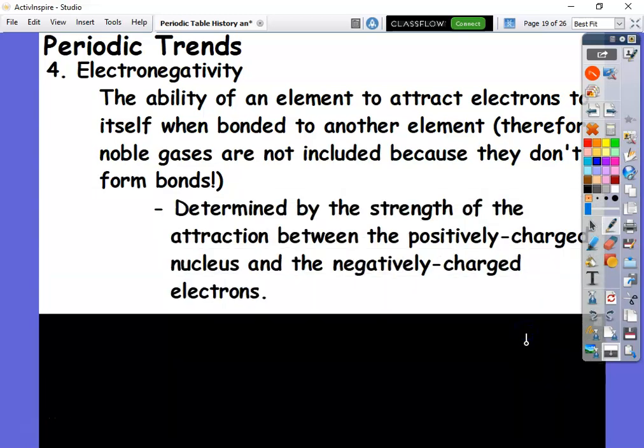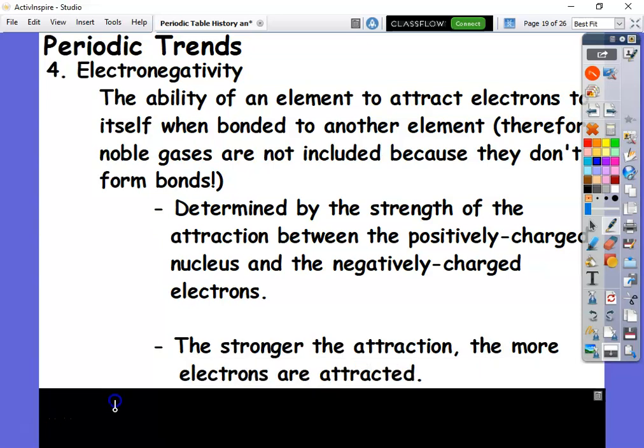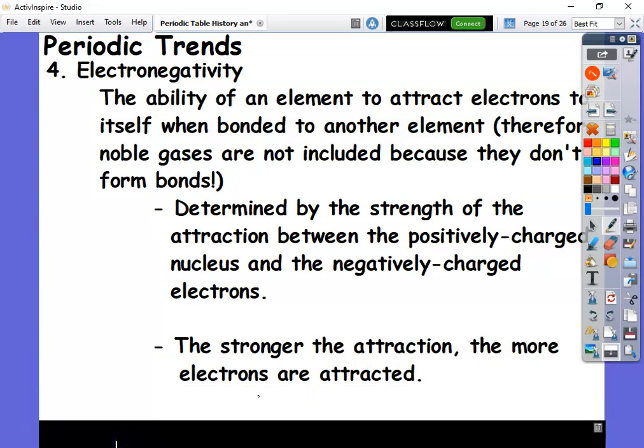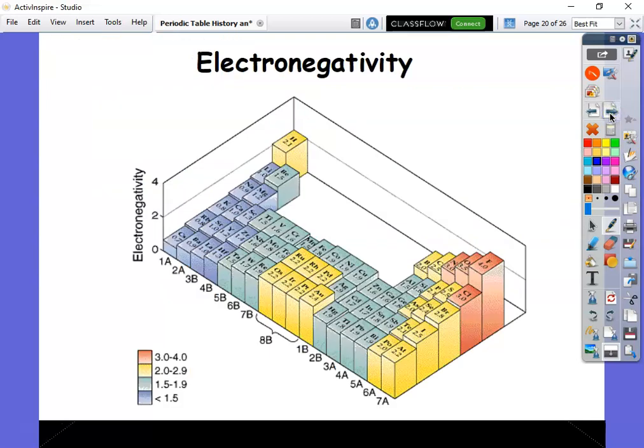This trend is going to be very similar to the ionization energy trend in that the value of electronegativity is determined by the attraction between the positively charged protons in the nucleus and the negatively charged electrons in the electron cloud. Basically, again, the same reasoning is going to apply. The stronger the attraction between that nucleus and the electrons, the more those electrons will stay attracted to that atom. And so that will affect our electronegativity values.